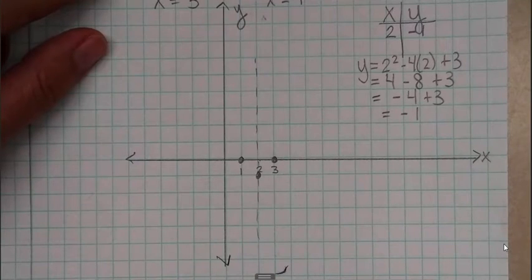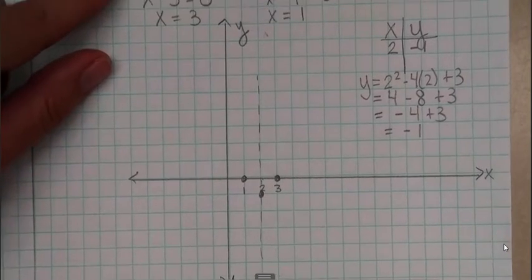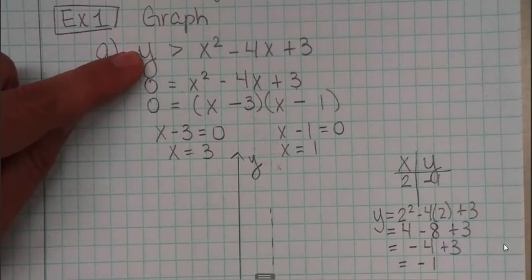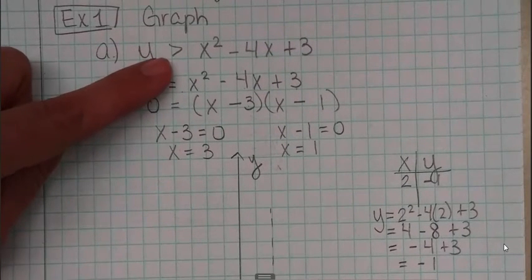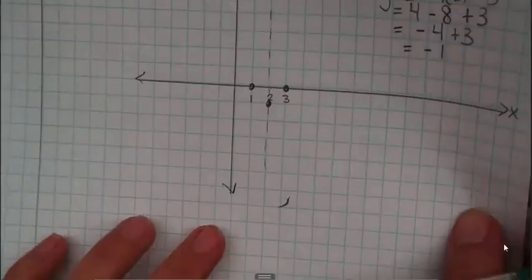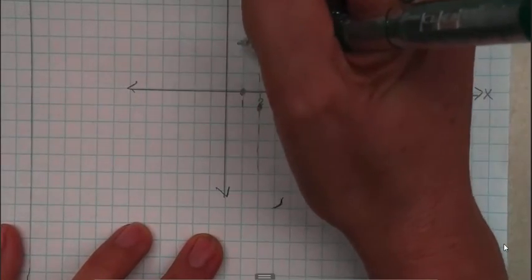Okay, now thinking about, am I going to draw a solid parabola or am I going to draw a dotted parabola? Remember, you need to look at your inequality sign. So it's going to be dotted because there's not an equal sign there. There's a greater than sign. So this becomes a little bit challenging.